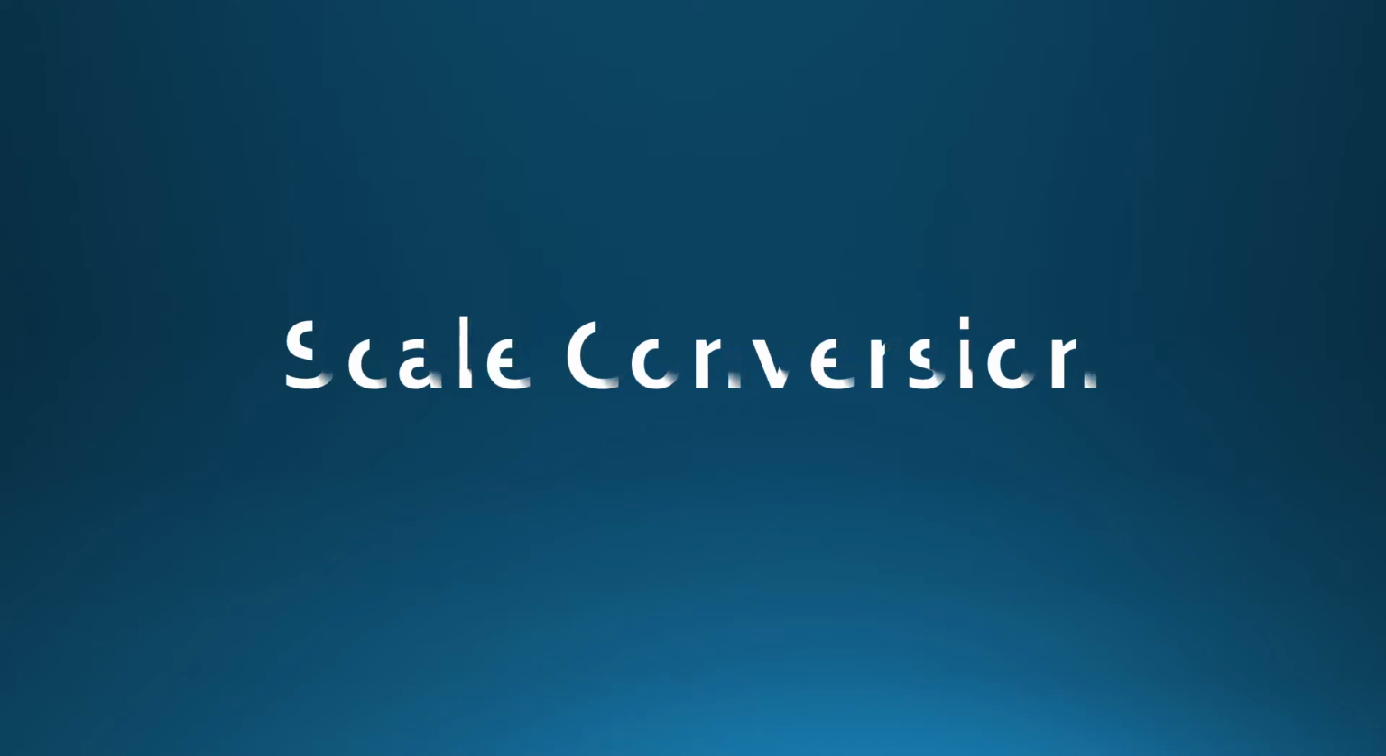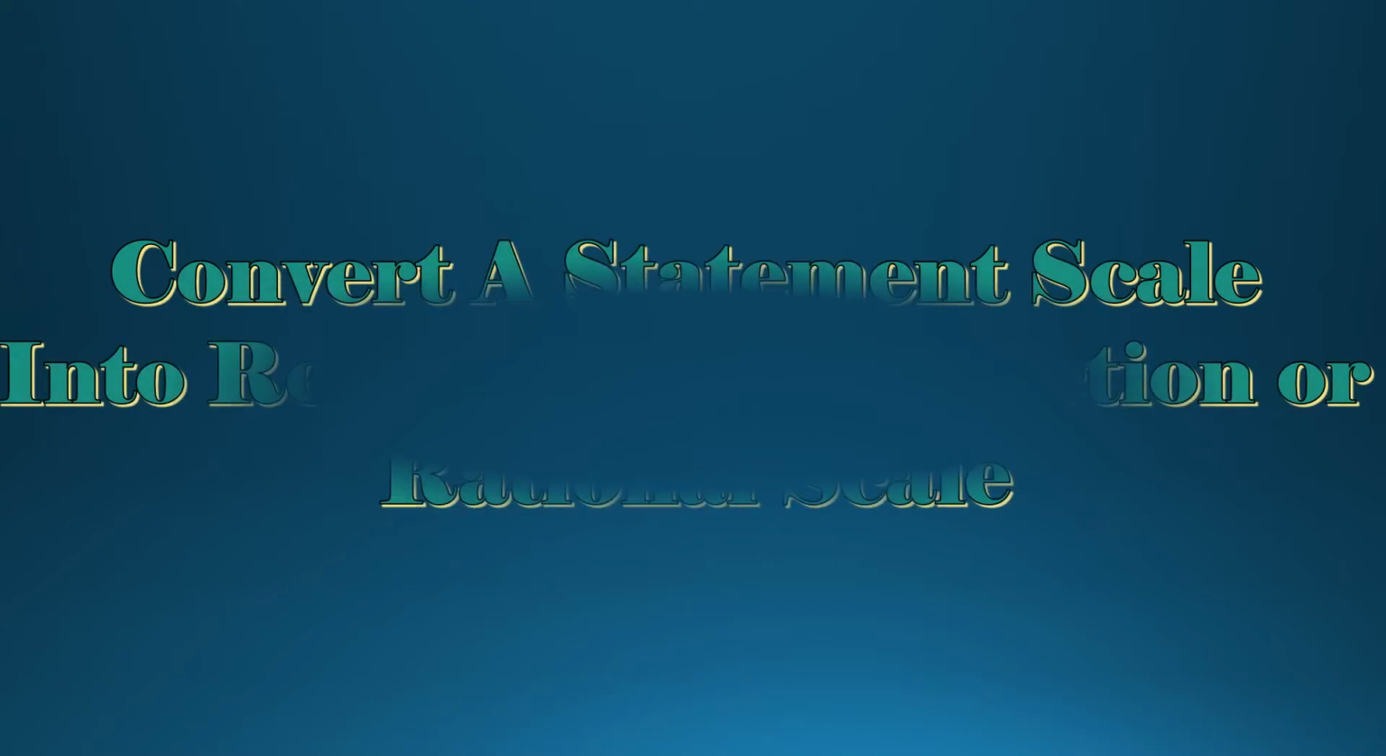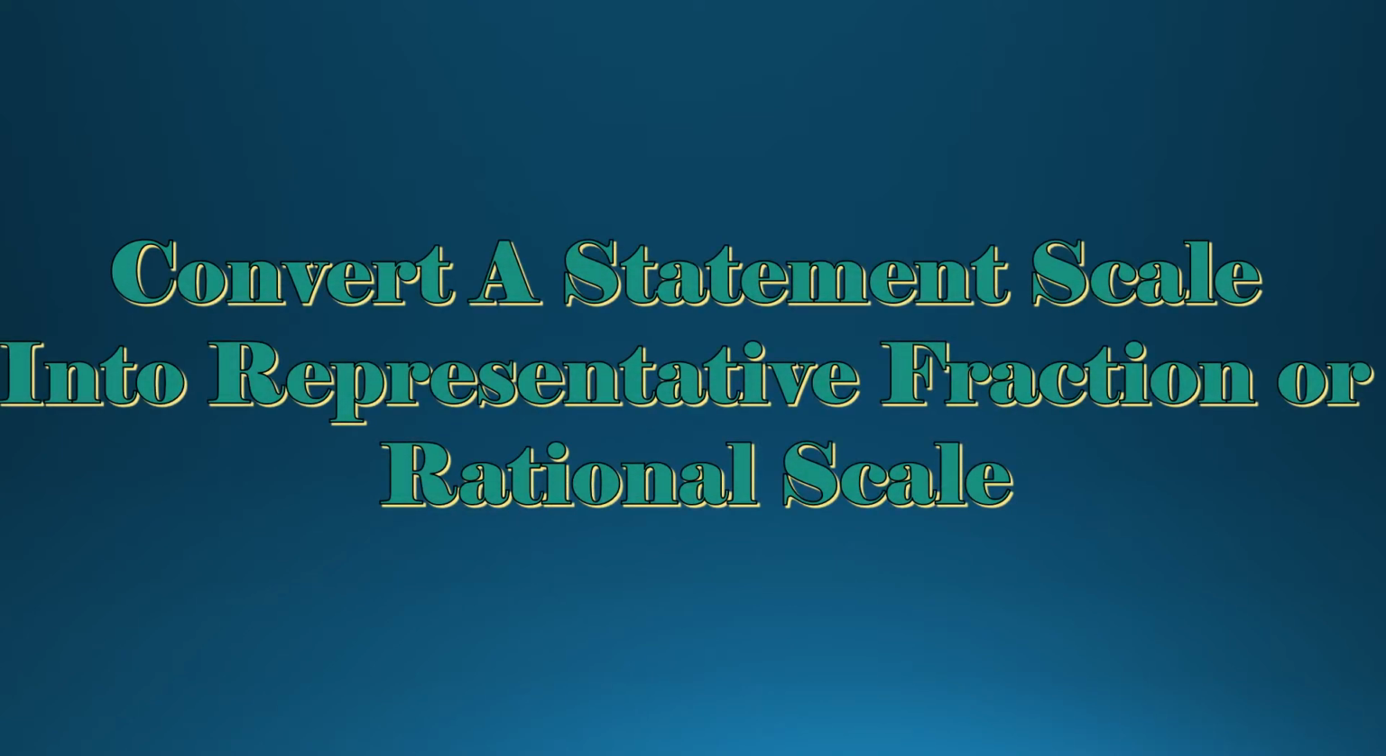Let us first of all convert a statement into a representative fraction or a rational scale. So here we have a statement of 1 centimeter to 2 kilometers, which basically means the same as 1 centimeter is equal to 2 kilometers. So how we're going to convert this into what we call a ratio or rational or representative fraction scale? Simple. We have 1 centimeter to 2 kilometers.